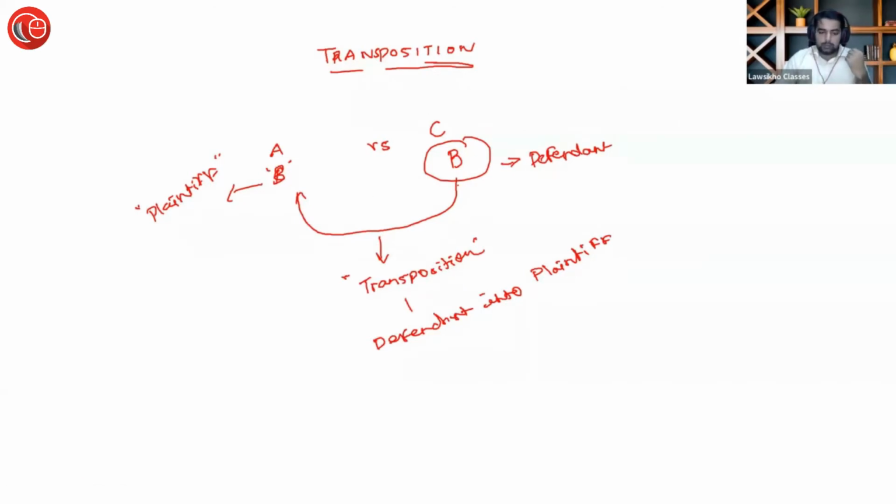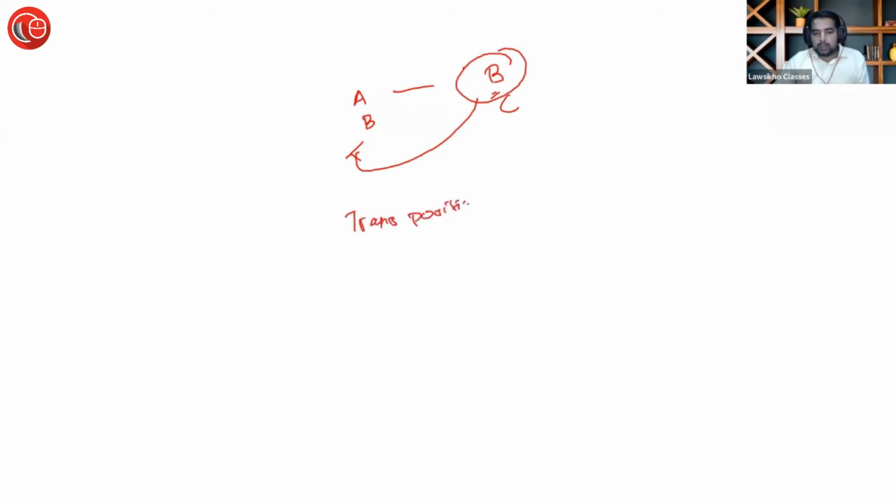ठीक है. Yes, Muskan. Sir, I understood the concept of pro forma defendant, but I didn't understand what is transposition. Transposition क्या है? कि यहाँ A है, ये वर्सेस B है, और ये C है. B is the pro forma defendant. ठीक है, तो इसको आप plaintiff बना रहे हो. Court in the middle of the proceeding is making it plaintiff. Transposition, changing the position of the party.